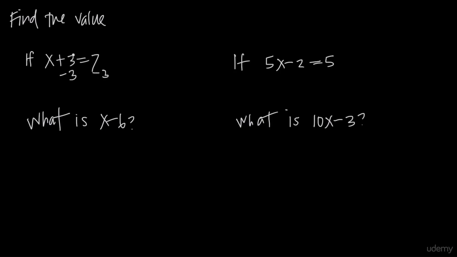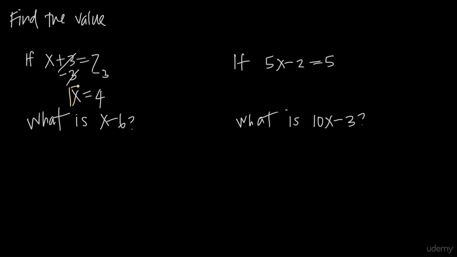When we do that, on the left-hand side, we're going to get positive 3 and negative 3 to cancel, leaving us with just x plus 0. 0 is the identity number for addition or subtraction, so we just have x. So we get x is equal to 7 minus 3, which is 4. Now you can see that we've solved for x.